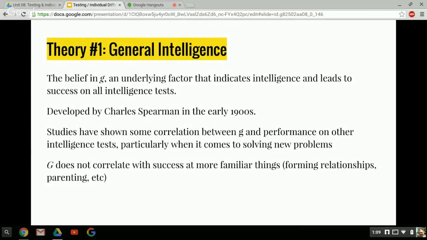We think that intelligence, quote-unquote, is much more complicated than this, but studies have shown some correlation between Spearman's G and performance on other intelligence tests. This is especially true when it comes to solving new problems. G does not correlate with success at some more everyday familiar things like forming relationships, making decisions as a parent, making decisions in the workplace a lot of times. These kind of day-to-day things that we sort of evolutionarily need to do, G is not great at correlating with.